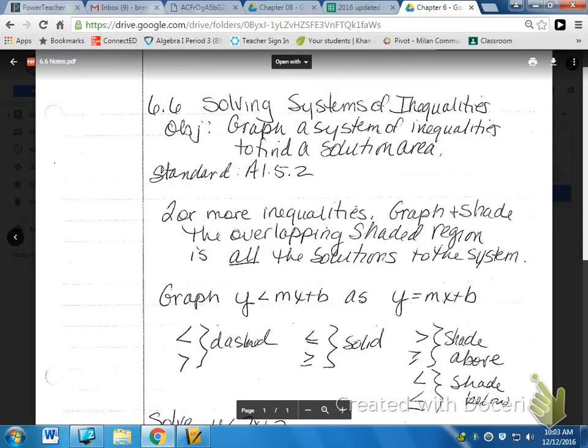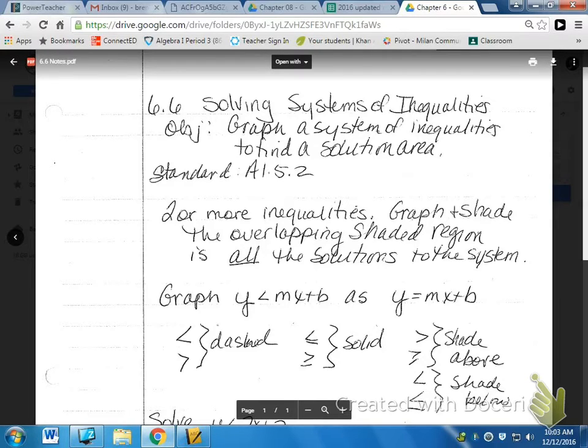Lesson 6.6, Solving Systems of Inequalities. Our objective is to graph a system of inequalities to find the solution area. So the standard that is covered here is Algebra 1 5.2.